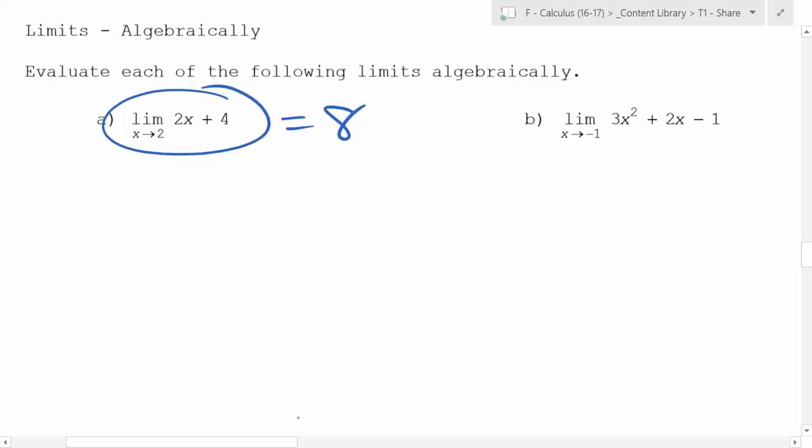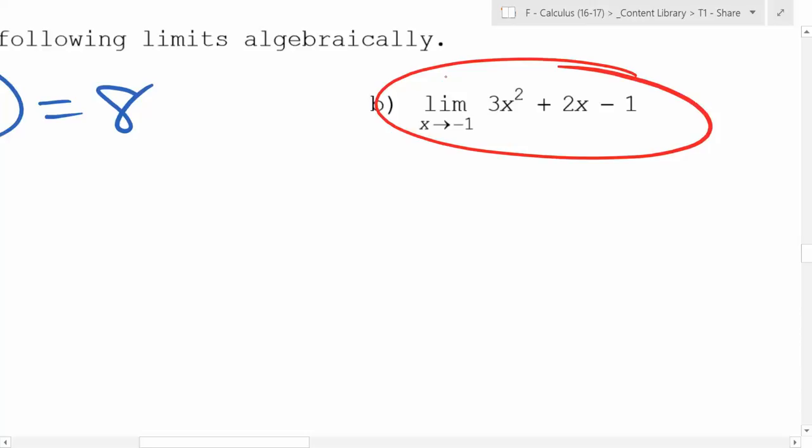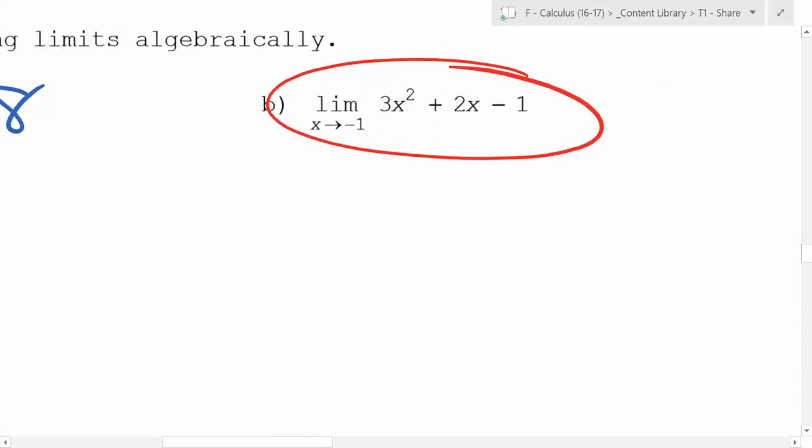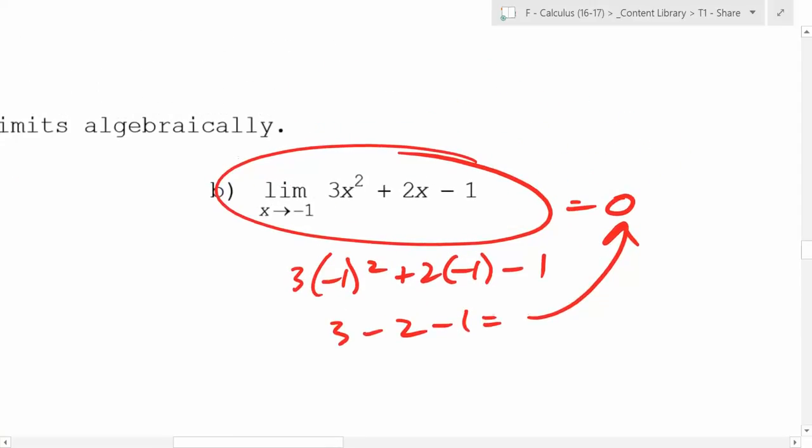Can you plug in 2? Yeah. Is 2 part of the domain? Yes. Noah, what about the next one? This one, the red one right here. What's that one going to be? -1, right? -1 squared plus 2 times -1 minus 1. That's 1 minus 2 minus 1, which is? 0. Nice.